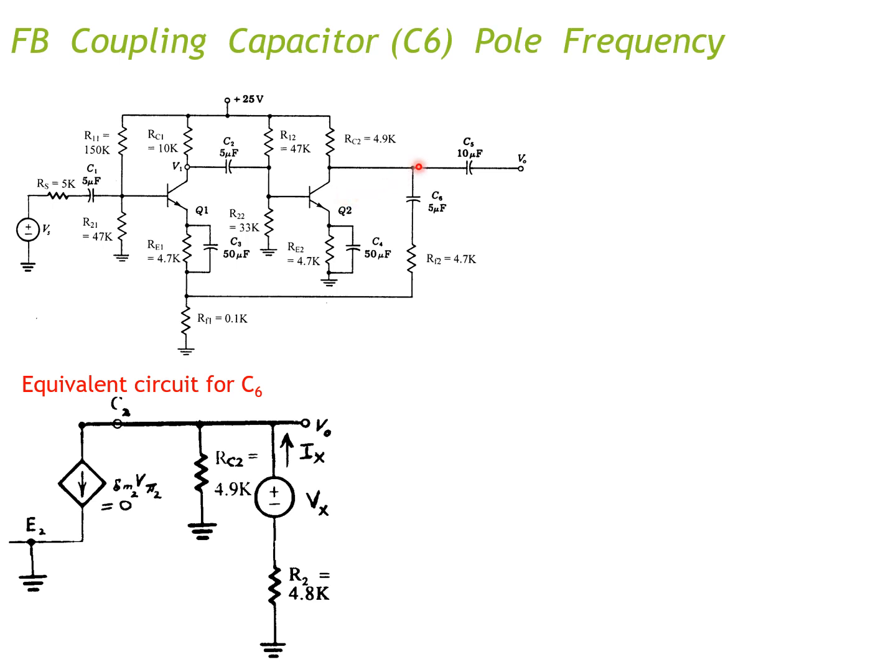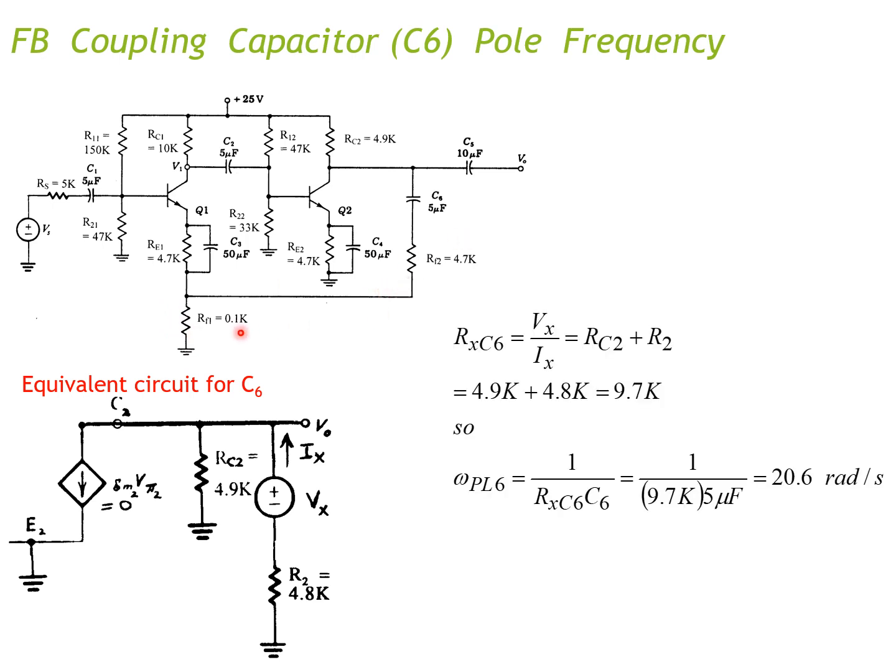So what do I have in here? C2 is going to be grounded, right? And the second one I'm going to have is R2, which is actually the sum of RF and R1 and R2. So left side, right side, adding together 9.7K. The pole for C6 is 20.6 radian per second.